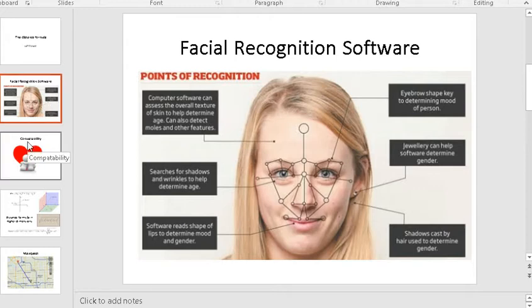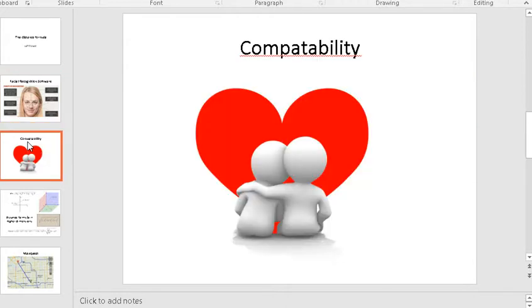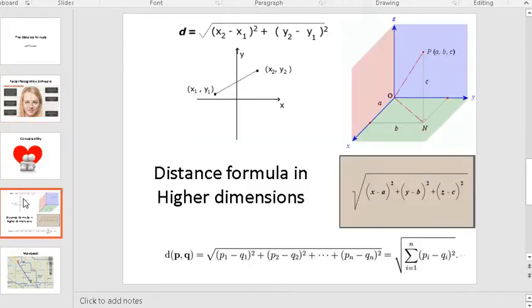And of course, the big thing nowadays is to meet the love of your life online, right? So compatibility. What they do is you answer certain questions and they look at how far apart your answers are from somebody else's. Now this is, in a very simple case, down here at the bottom, you see that you can extend the Pythagorean Theorem, or distance formula, for a lot of different answers. And you're trying to minimize that distance. You want to be close to somebody.